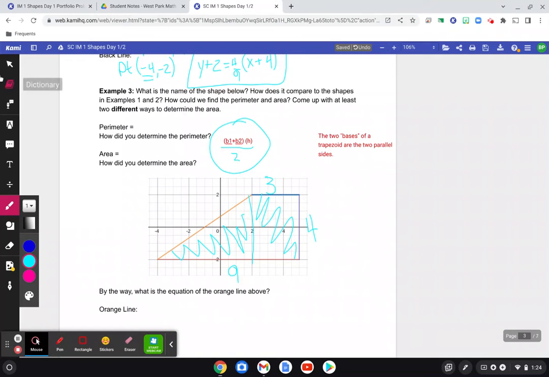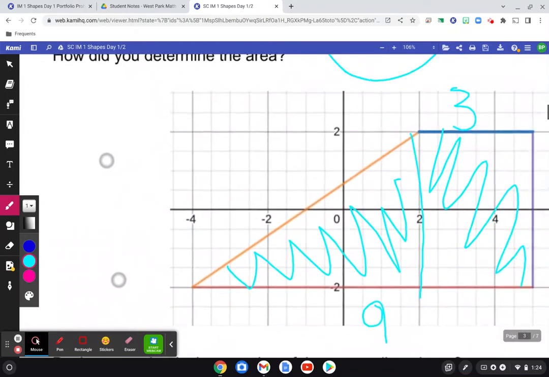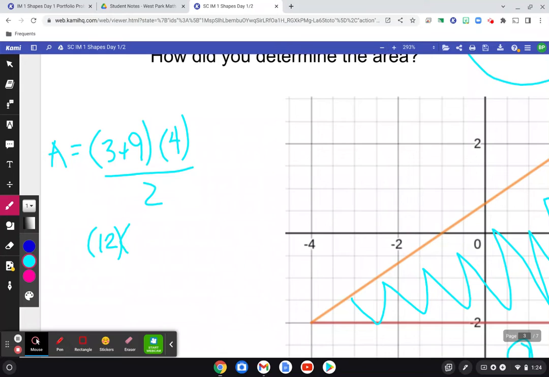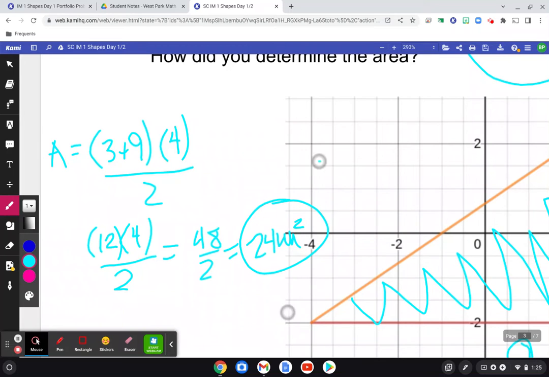These shapes are all very similar. If you look at the last two examples we did, those lengths have not changed much. So if we want to calculate the area here, we have our two bases of 3 and 9. So area is equal to 3 plus 9, our two bases, multiplied by our height of 4, all divided by 2. If we start simplifying this, that's 12 times 4 divided by 2. That is 48 divided by 2. And our area for the trapezoid ends up being 24 square units.